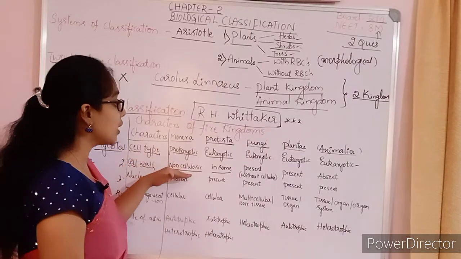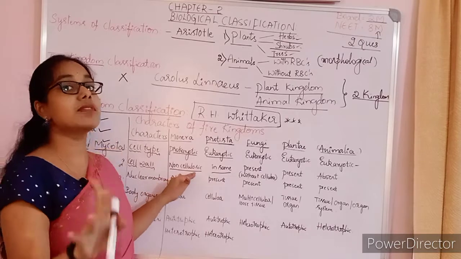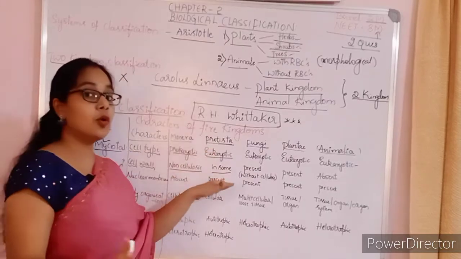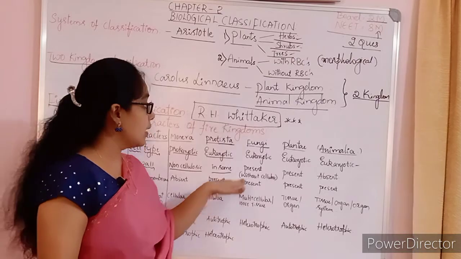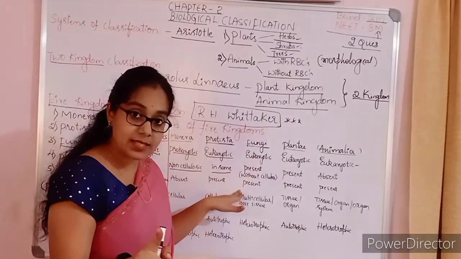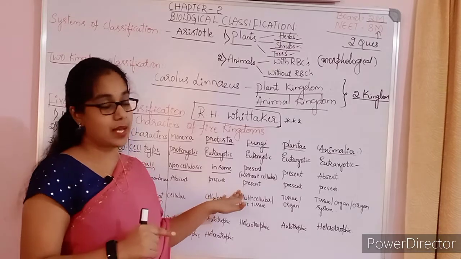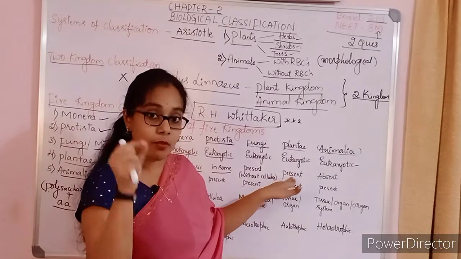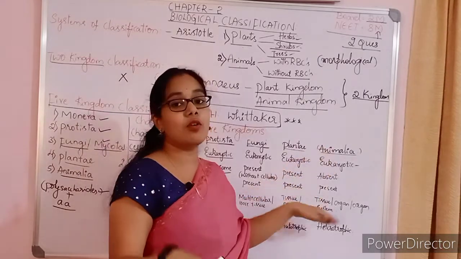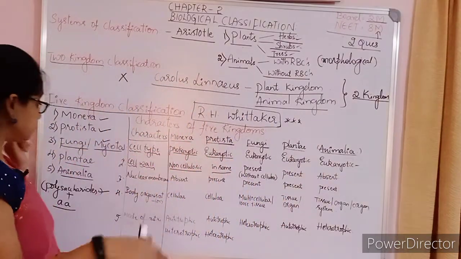In Monera, cell wall is present but it is not made up of cellulose. In Protista, only a few organisms have a cell wall. In Fungi, the cell wall is present but it is made up of polysaccharides and amino acids. Coming to Plantae, they have a cell wall which is made up of cellulose. In Animalia, the cell wall is completely absent. Very easy to remember.